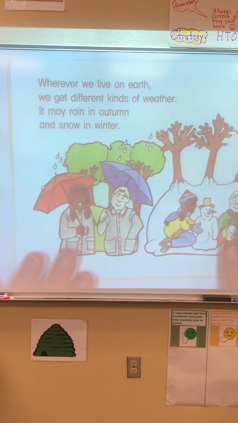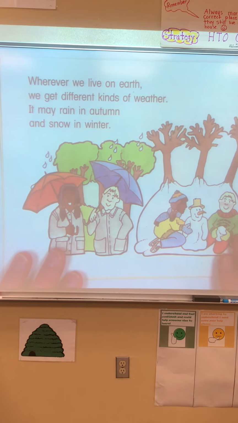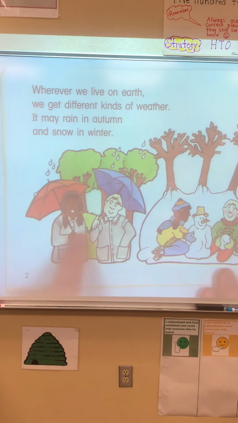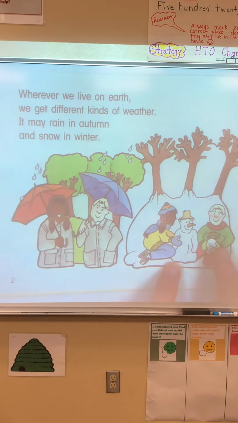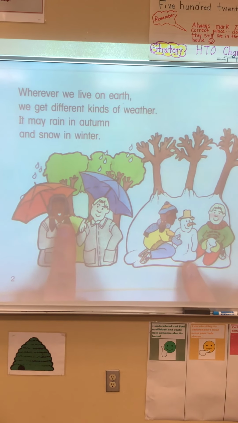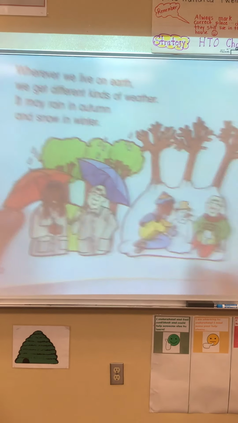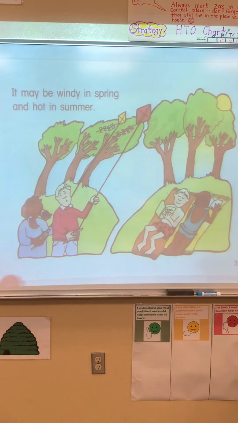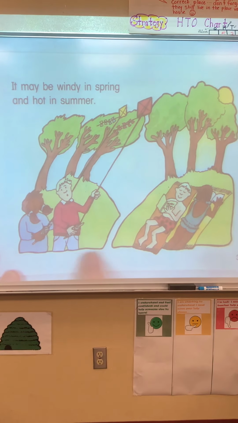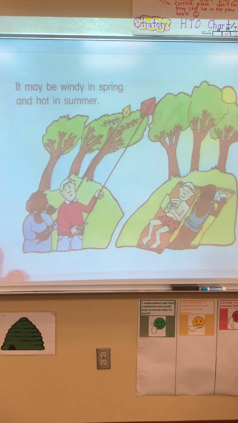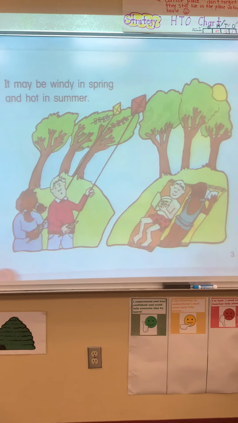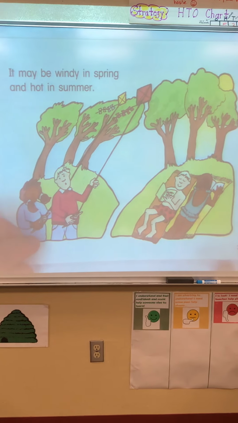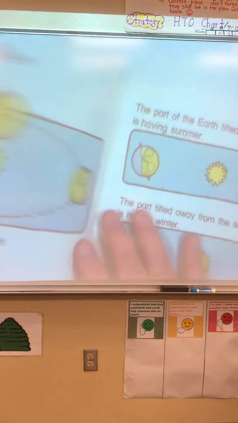Wherever we live on Earth, we get different kinds of weather. It may rain in autumn and snow in the winter. Ooh. If you notice, they are dressed for the weather. So they got on coats over here. They have on rain jackets and umbrellas over here. It may be windy in spring and hot in summer. So over here they've got on some long sleeve shirts to kind of protect their skin from the wind. Over here they're just laying out in the hot summer. I like the way they're flying their kites. Oh, I do too. I love to fly kites, especially when I was a kid.